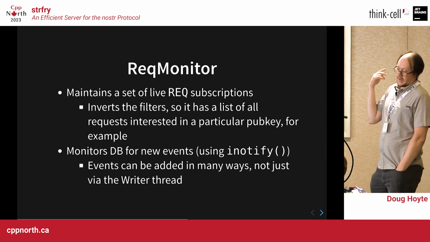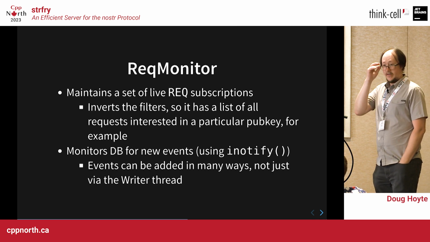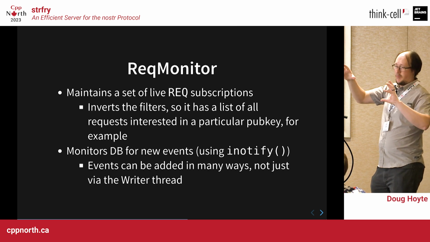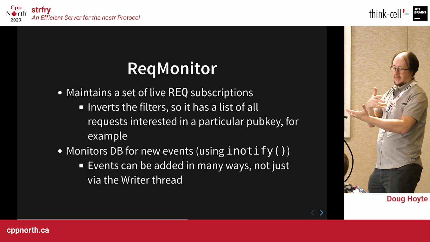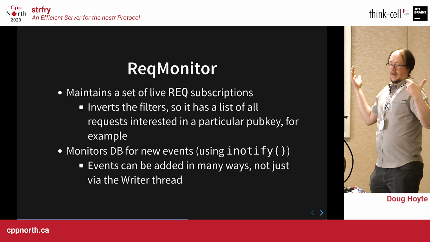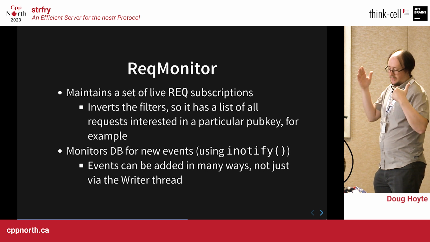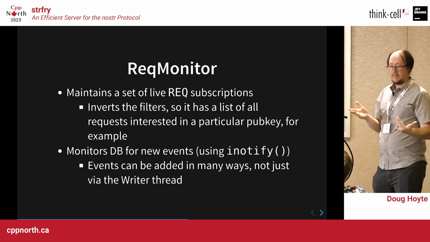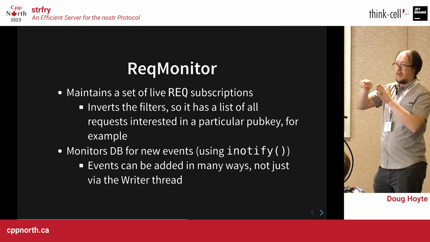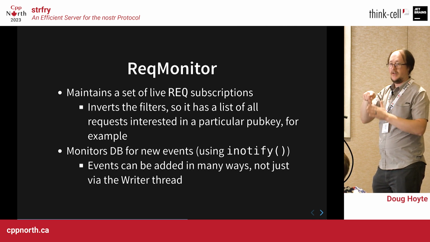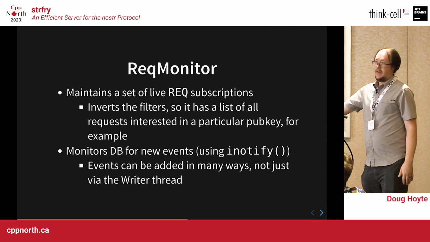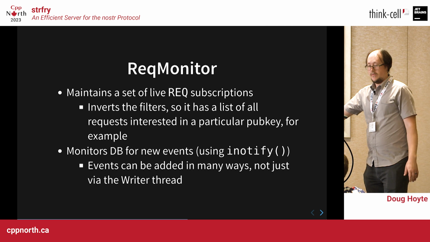And the nice thing about the way the request monitor is built is that it's not just looping over all of the filters that have been installed. It breaks them up and creates an inverted index, so that it basically has a big list of all of the filters that are interested in a particular pub key, right? So if a pub key event comes in, it just jumps to that, and then it knows for every element in the list, those are the filters that are interested in it, right? That's another thing that strfry did to help the performance that other relays weren't really doing before.